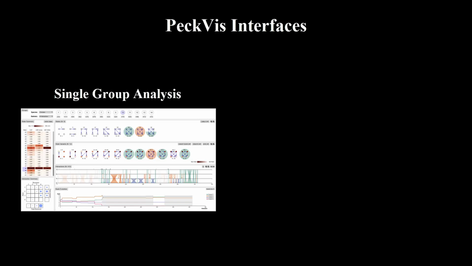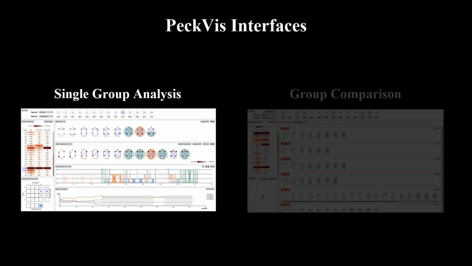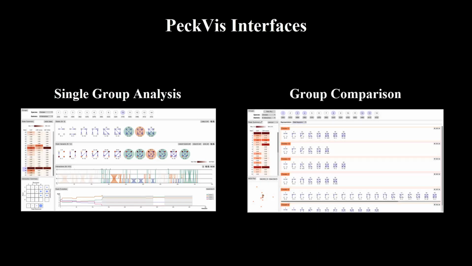We present PeckVis, a visual analytics tool for social scientists to examine dominance hierarchies. The tool has two interfaces, one for examining hierarchies formed by a single group of subjects, and one to compare multiple groups. We start with the single group analysis.